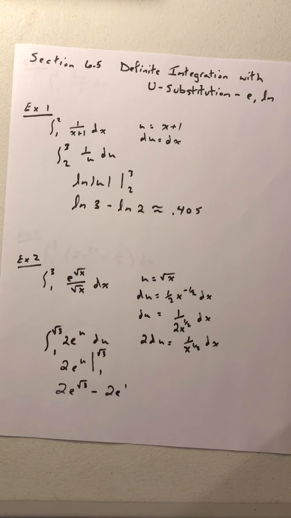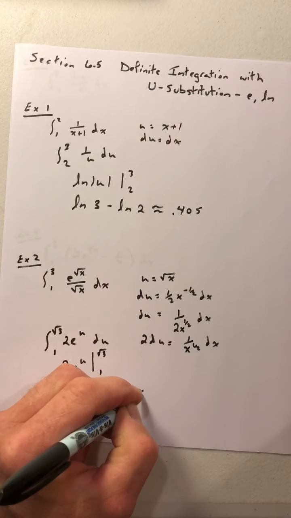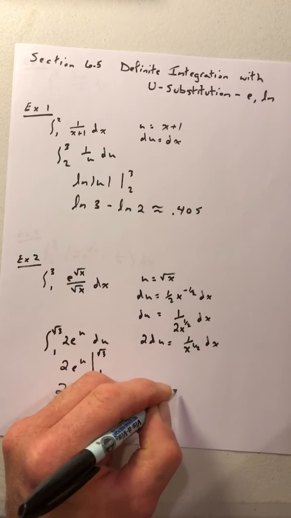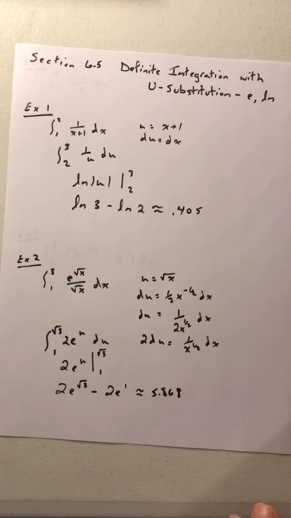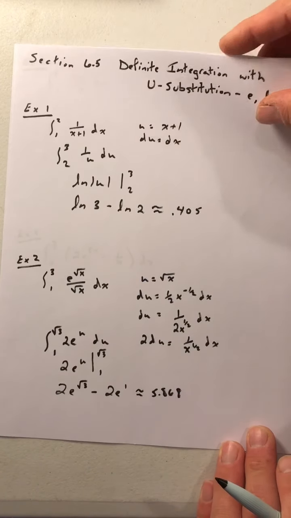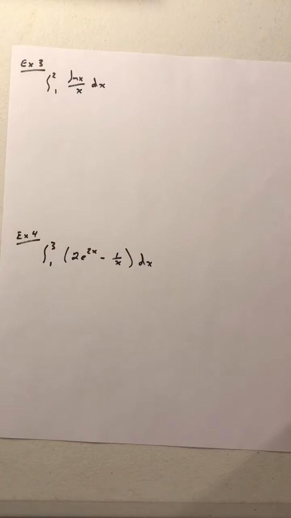Nice ugly number there. Minus 2e to the first, which gives us approximately 5.868 as our answer. Just a couple more examples here to go through. Again, a natural log and one with a couple things happening with it.